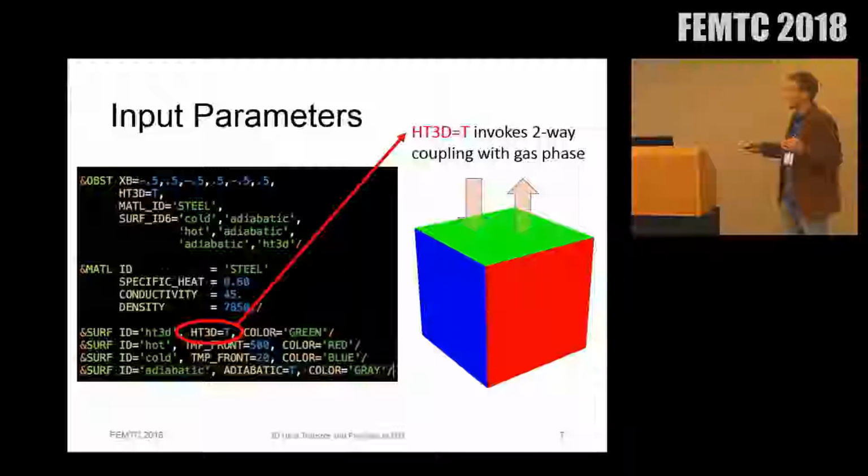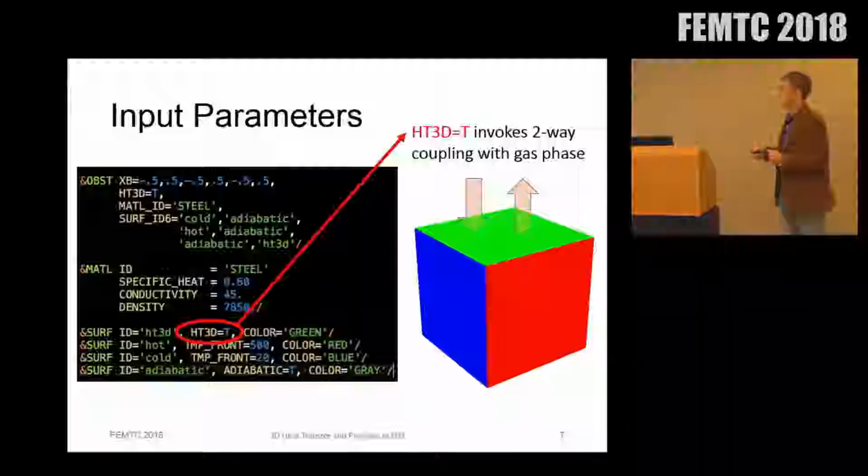So then here's the key boundary condition, if you will, that will make all this go together with the solid phase: I can have a surface where there's two-way coupling between the solid and the gas phase. And to have such a boundary condition, you set HT3D equal true on that SURF.